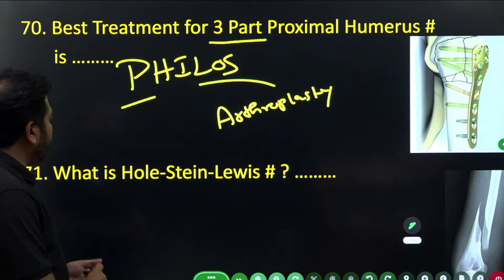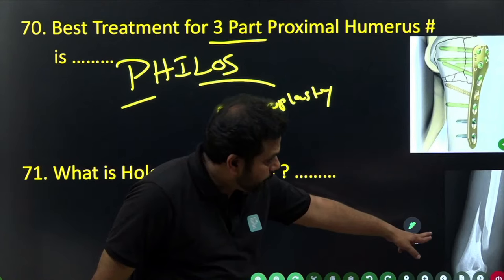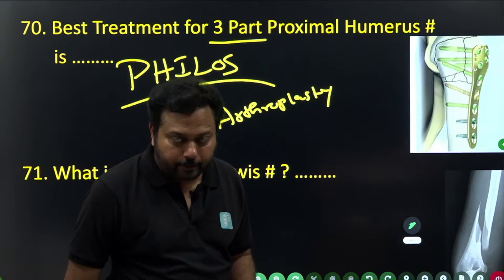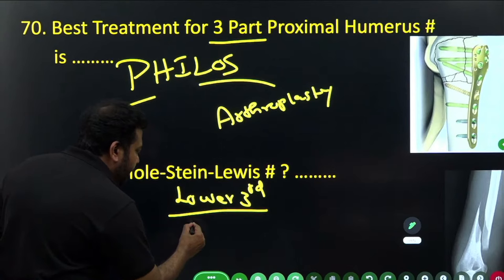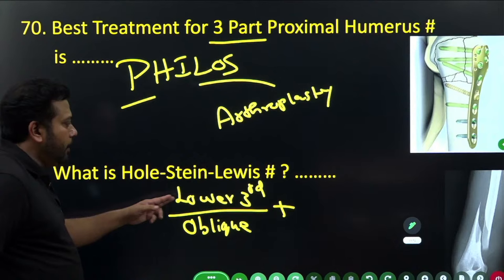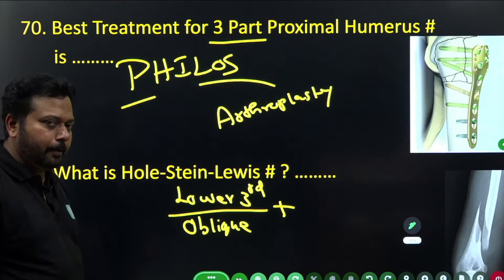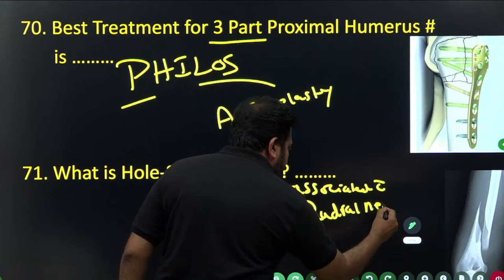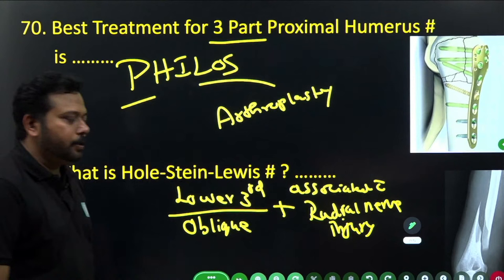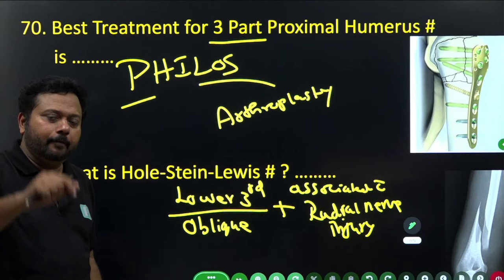What is Holstein-Lewis fracture? Holstein-Lewis fracture is a fracture of the shaft of the humerus happening in the lower third, not in the middle third. It should be a lower third shaft fracture, and the pattern should be oblique. More than this, the most important thing associated with it is radial nerve injury. Lower third oblique fracture of the shaft of humerus associated with radial nerve injury is called Holstein-Lewis fracture. So this is an orthopedic emergency.